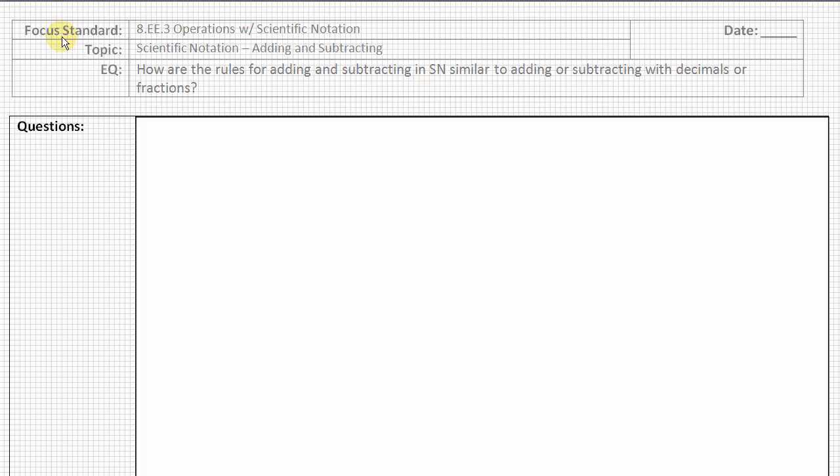Today's topic comes from the Focus Standard Grade 8 Expressions and Equations Standard 3, where we are dealing with operations with scientific notation. So the topic for this video is scientific notation, adding and subtracting. Our essential question for today is, how are the rules for adding and subtracting in scientific notation, abbreviated with SN, similar to adding or subtracting with decimals or fractions?